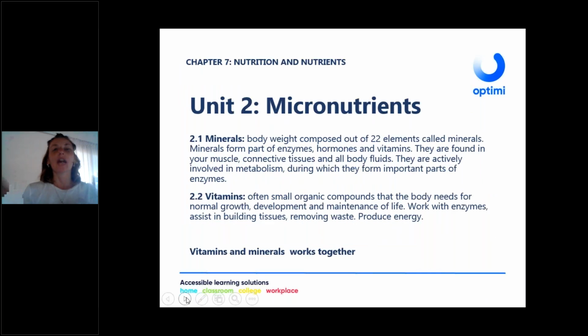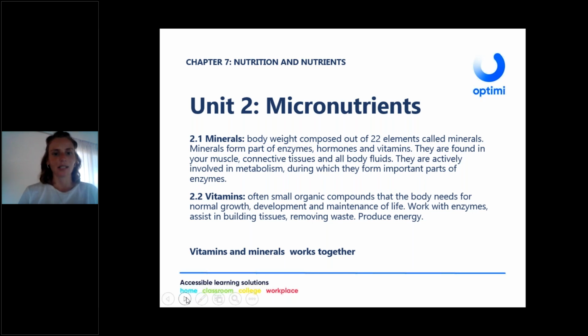So that's the macronutrients. Those ones, carbohydrates, fats, proteins, and water, you need to take in big amounts, a lot of, so that your body can function. Micronutrients you need little of. Okay, so we get two types of micronutrients. The one is minerals. The body weight is composed out of 22 elements called minerals. Minerals form part of the enzymes, the hormones, and the vitamins that are found in your muscle, in your tissue, and your fluids. And they're actively involved in your metabolism, and they form part of your enzymes.